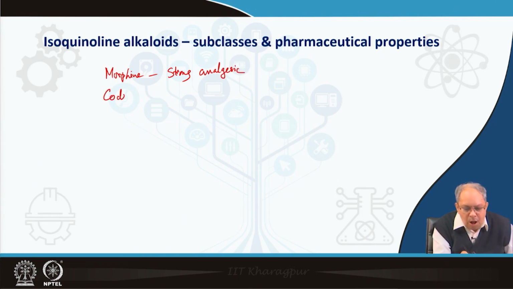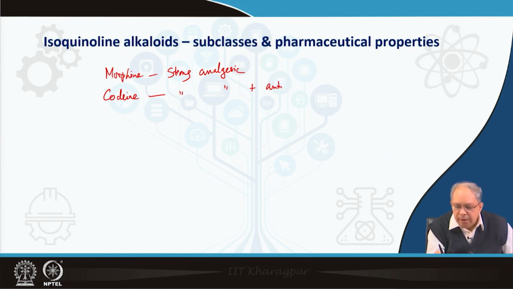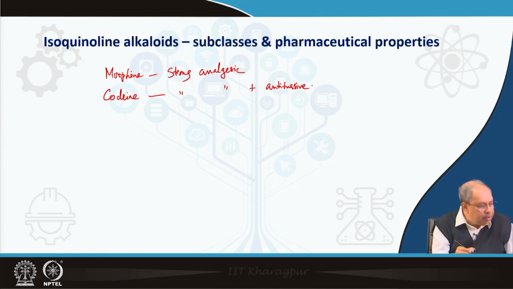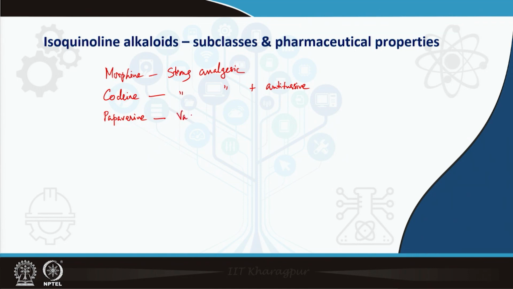Codeine is also a strong analgesic, plus it has anti-tussive properties, that means it is a cough suppressant. Similarly, other examples such as papaverine. Papaverine is also used as a vasodilator.